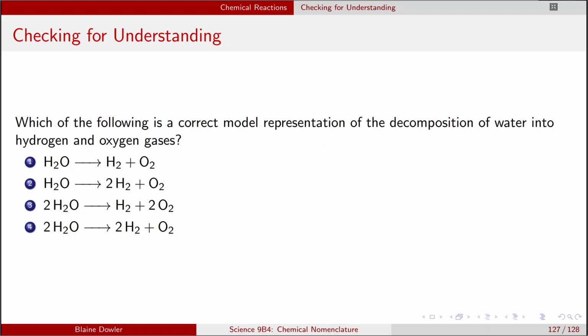Bullet point 1, the hydrogens balance, the oxygens do not. 1 on the left, 2 on the right. Option 2, neither balances. We have 2 hydrogen on the left, 4 on the right, 1 oxygen on the left, 2 on the right. Option 3, we have 4 hydrogen on the left and 2 on the right, 2 oxygen on the left and 4 on the right. That's not balanced. Option 4 has 4 hydrogens on both sides and 2 oxygens on both sides.